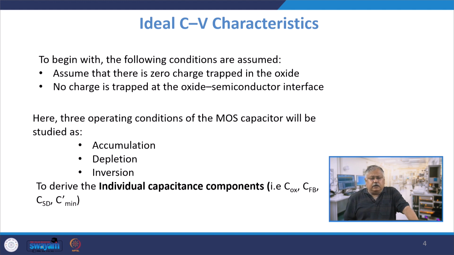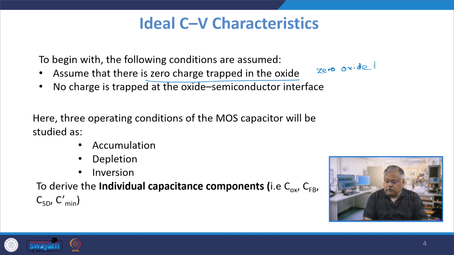Just understand that in device physics or in electronics, CV is capacitance versus voltage. When we say IV, it is current versus voltage, and current is referred to as I. Here it is capacitance versus voltage. Since this is an ideal CV, we are assuming there are 0 oxide trapped charges.